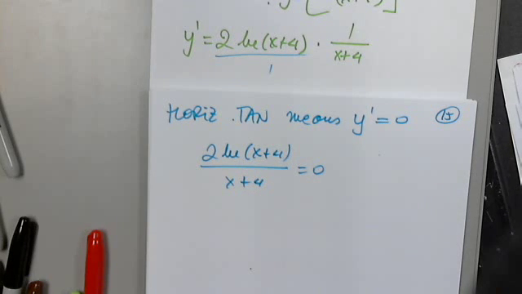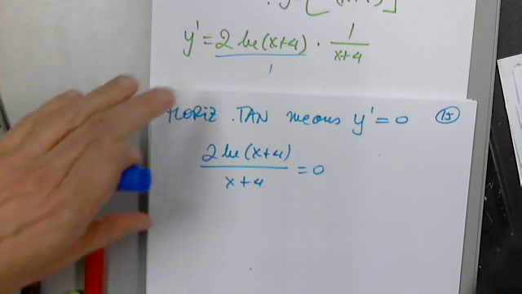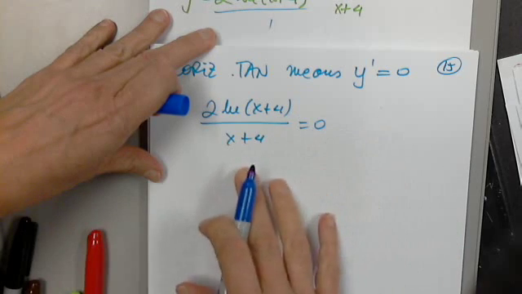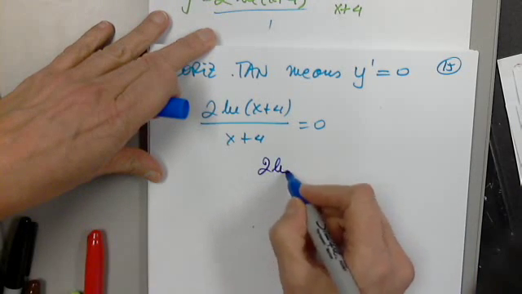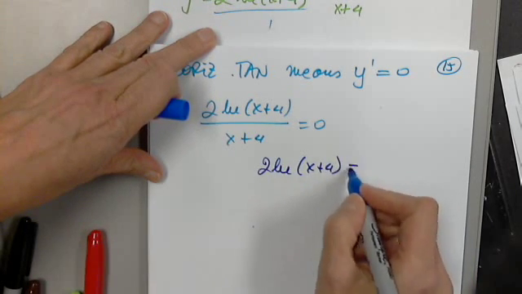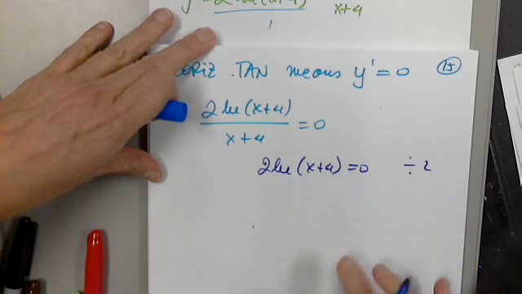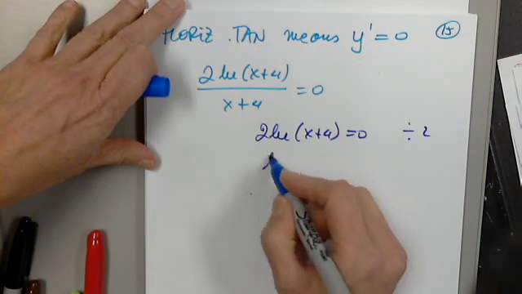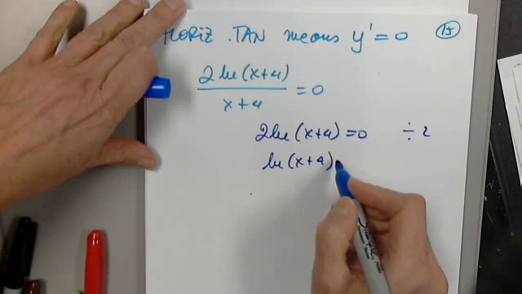When is a fraction 0? Only when the numerator is 0, or you just cross multiply and you get the same thing. 2 natural log of (x plus 4) equals 0. I will definitely divide by 2, that will not change anything. So natural log of (x plus 4) is 0.